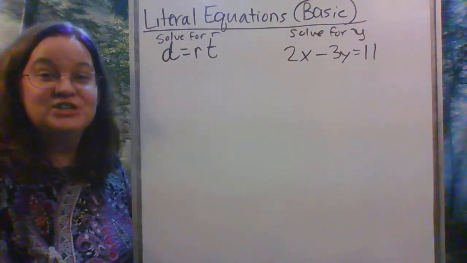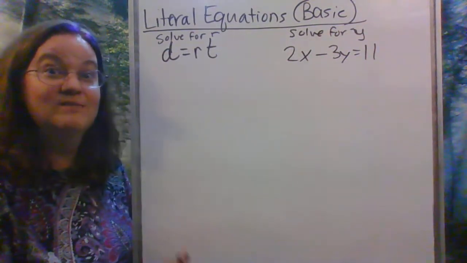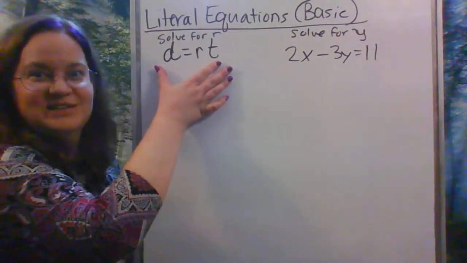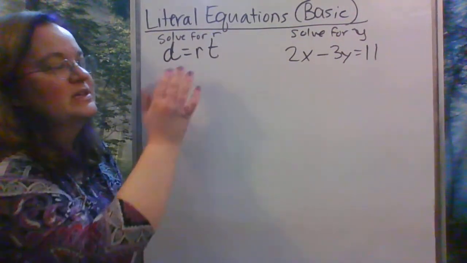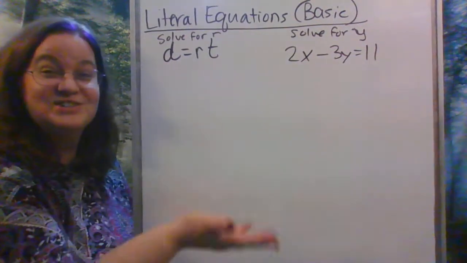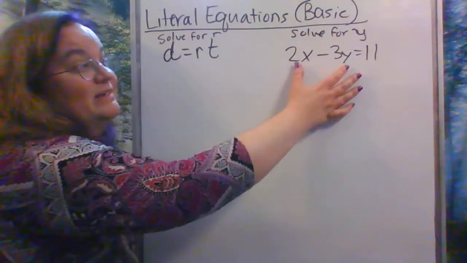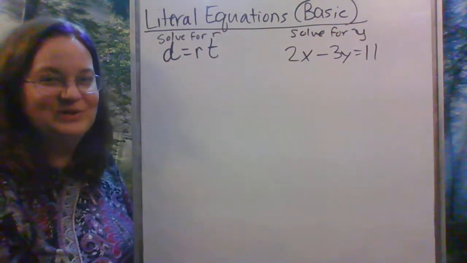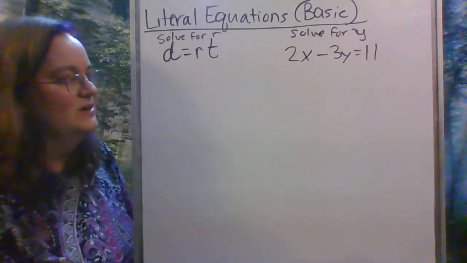Now, literal equations are just equations that have more than one variable in them. So, for instance, this is a formula, the distance equals rate times time formula. This is a literal equation because there's more than one variable. This one has both an x and y, so it's a literal equation because there's more than one variable.